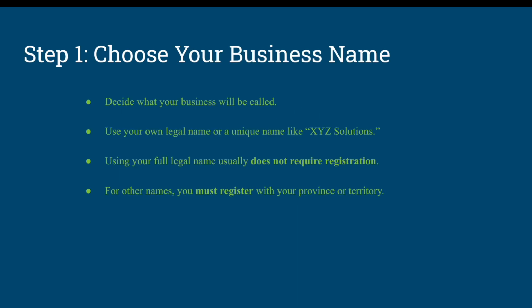Step 1. Choose your business name. First, decide what your business will be called. Second, use your own legal name or a unique name like XYZ Solutions. For example, sometimes if you're starting your own business and you are the only founder, then in that case, you can register your business as a sole proprietorship.